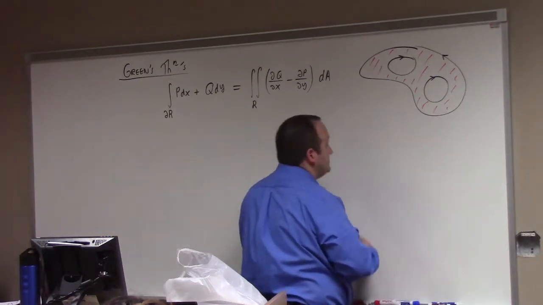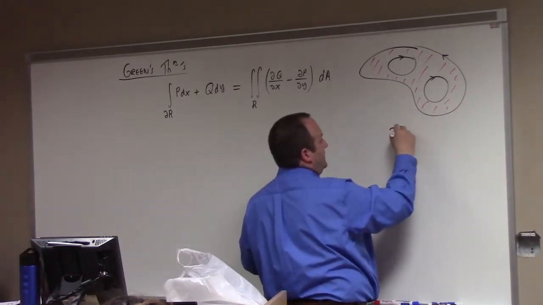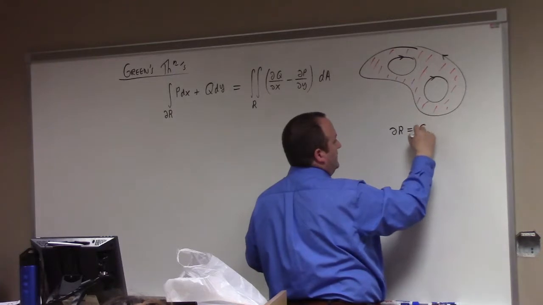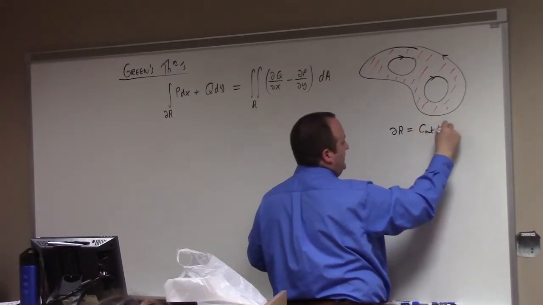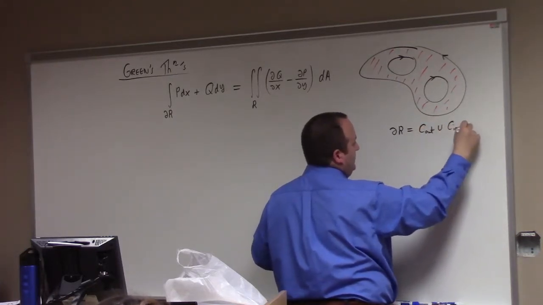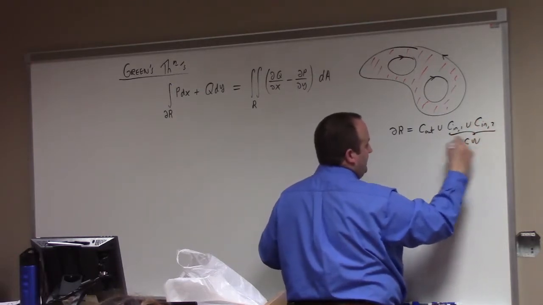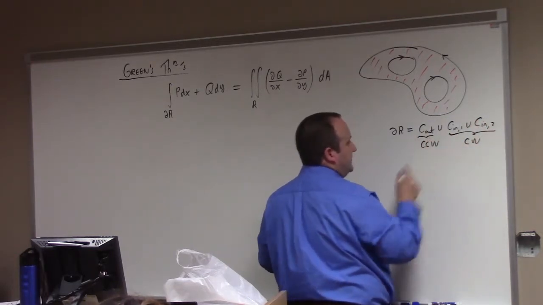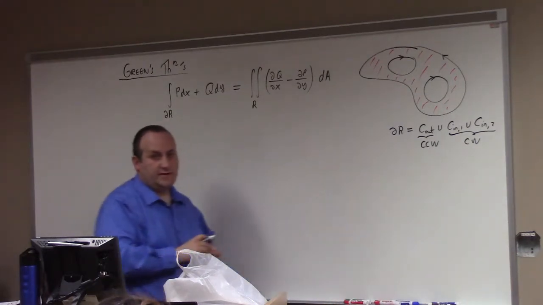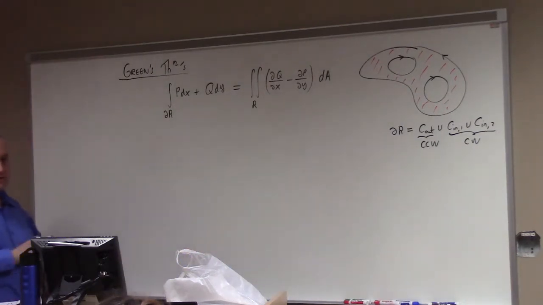So here, the boundary of R is C out union C in 1 union C in 2. The outer one is counterclockwise oriented and the inner ones are clockwise oriented. That's the natural orientation of the boundary of R. So this is the full form of Green's theorem.